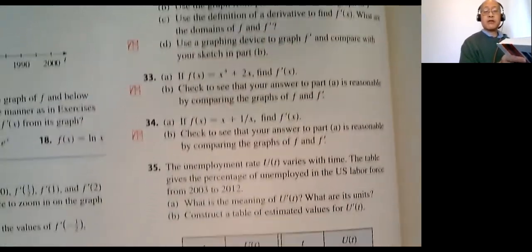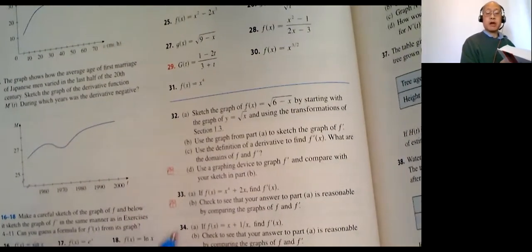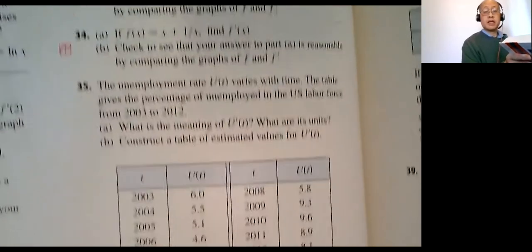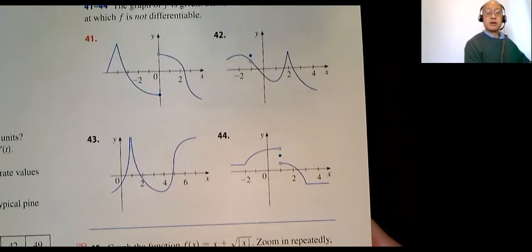Again, anytime you see that graphing calculator icon, you don't have to do it. That requires a graphing calculator. Since I'm not requiring you to have a graphing calculator, skip any part that says using a graphing calculator to do blah, blah, blah. And then just 41 to 44, I think. Okay, I think that's it.